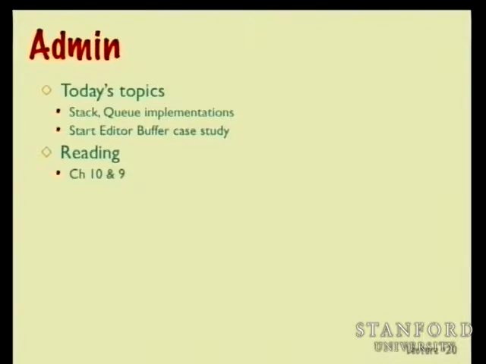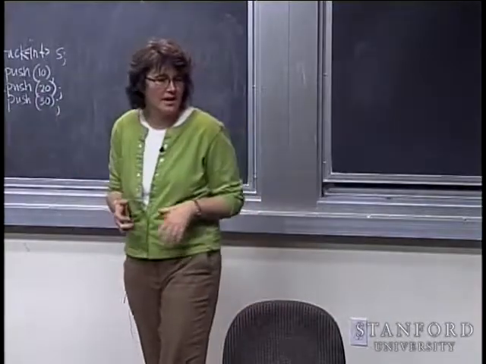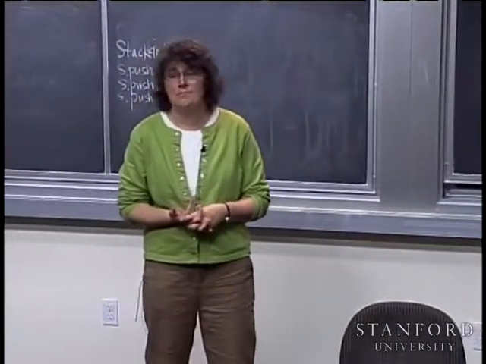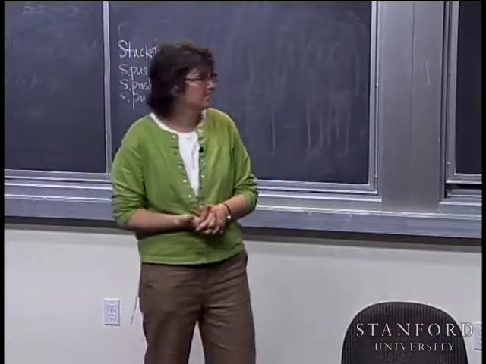So I will do another alternate implementation of the stack today. We did one based on vector. I'm going to do one based on a linked list. And then I'm going to do a queue based on linked list as well, to kind of mix and match a little bit. Then we're going to start the editor buffer case study, which is the material covered in chapter 9. I probably won't get through all of that today. What we don't finish today, we'll be talking about on Friday. And then we'll go on to start talking about map implementation and look at binary search trees.